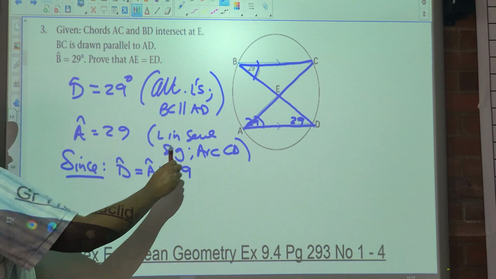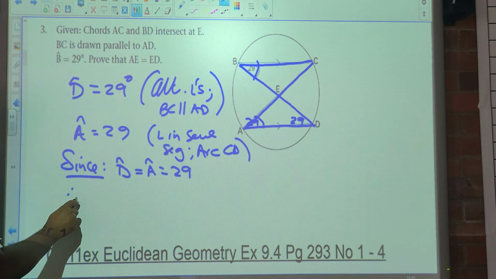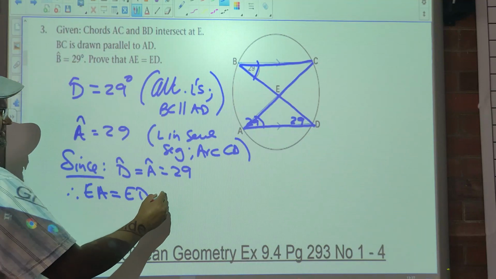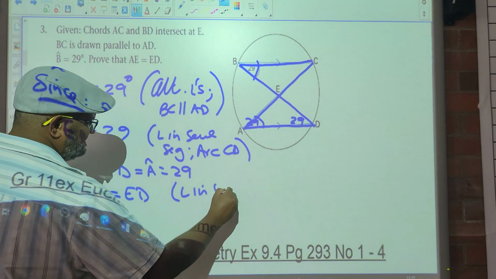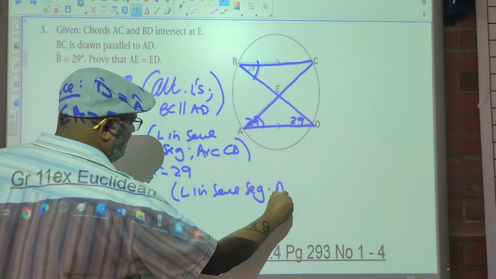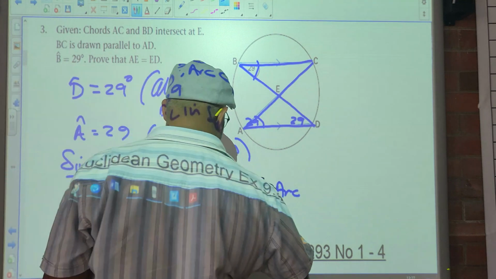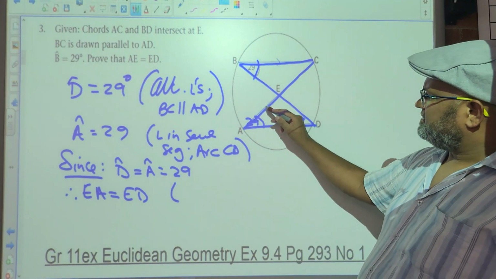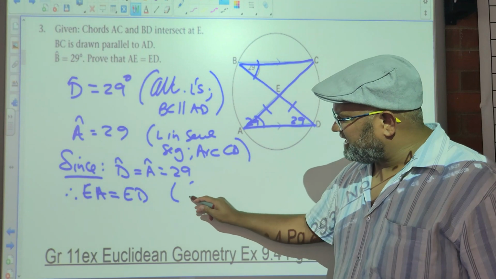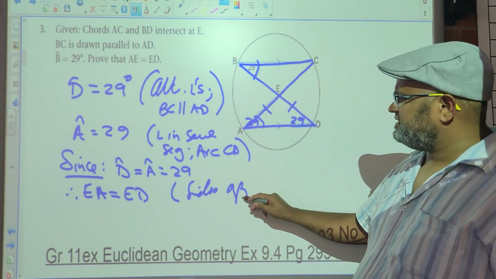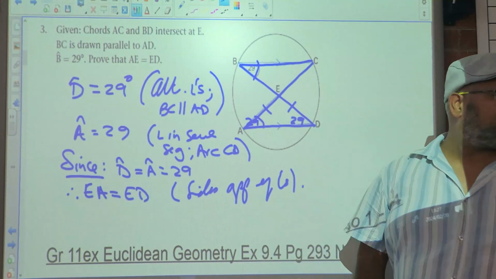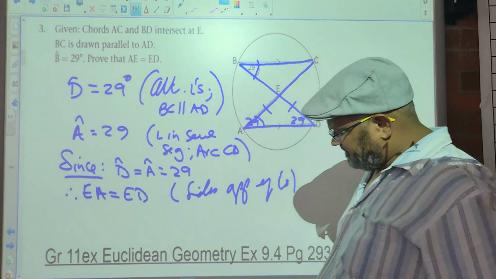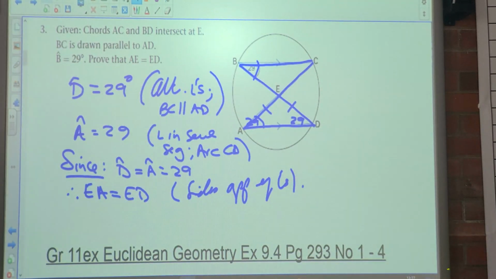Okay? So since these angles are equal, therefore EA is equal to ED. Why? Angles in same segment. And it's coming from arc? No, not angles in same segment. You see now what you guys did. So that is equal because sides opposite equal angles. Okay. See any confusion?